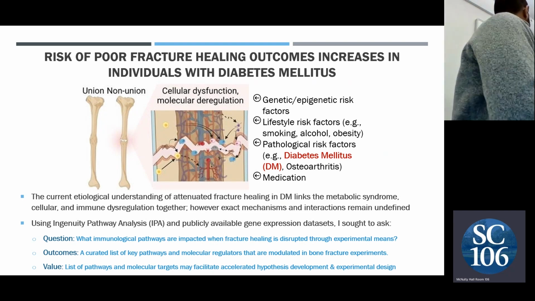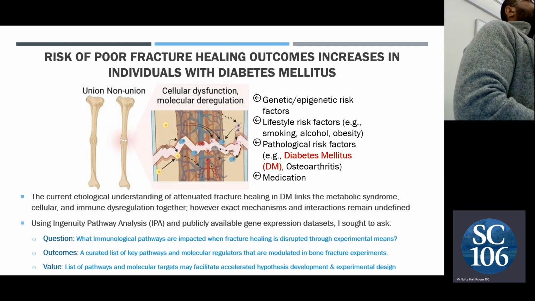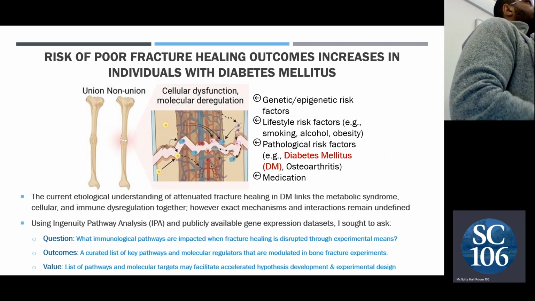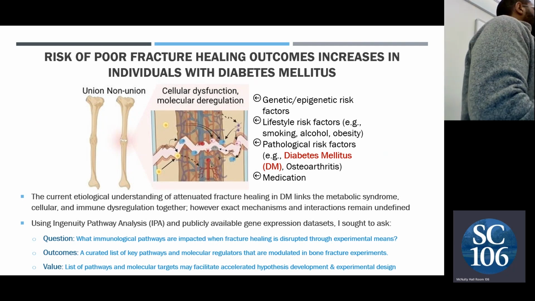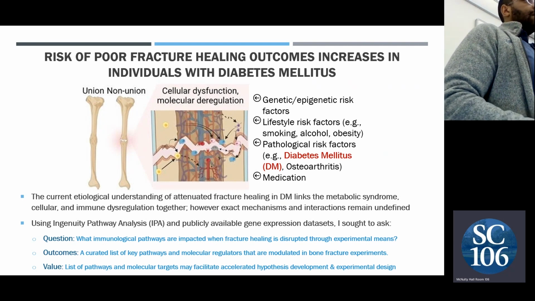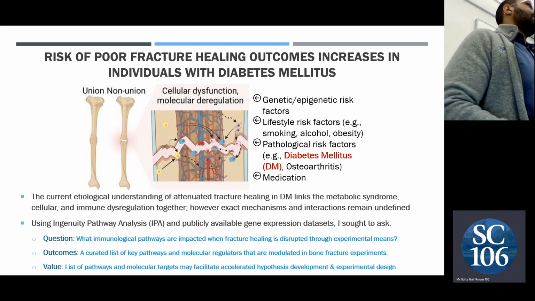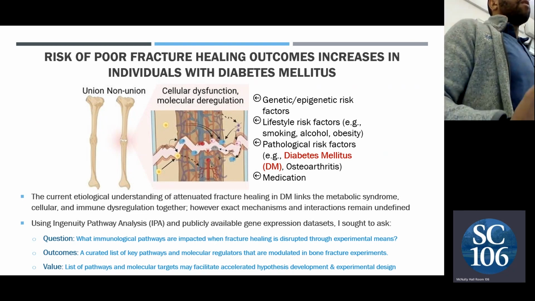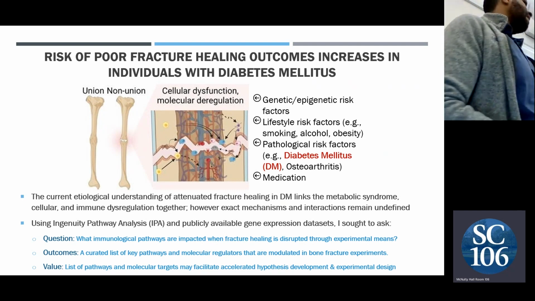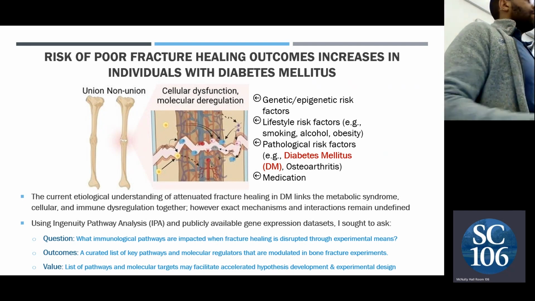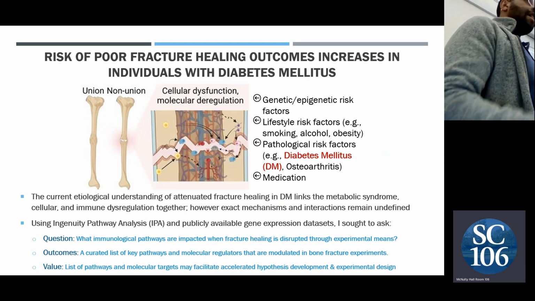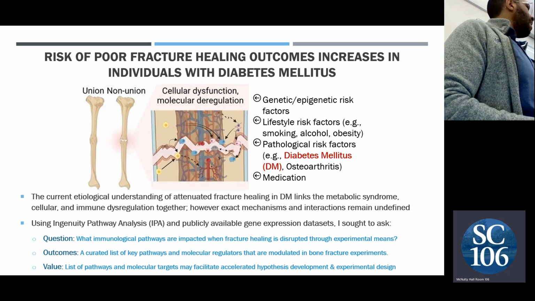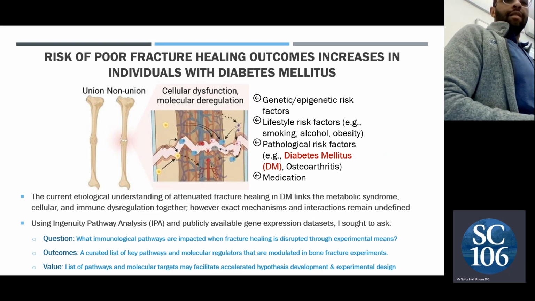In context of diabetes, it is understood that a combination of the metabolic syndrome, cellular and immune dysregulation contribute to the risk of malunion, but the exact mechanisms that occur in this context are not well understood. So in this context, I hope to use IPA as well as publicly available data sets evaluating bone fracture in some condition to identify and establish pathways that are universally dysregulated or modulated in the fracture healing process, in hopes of curating a list of genes and pathways that I could use to prioritize my dissertation research.